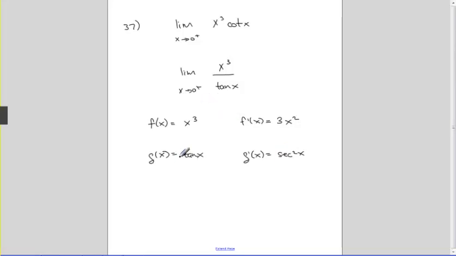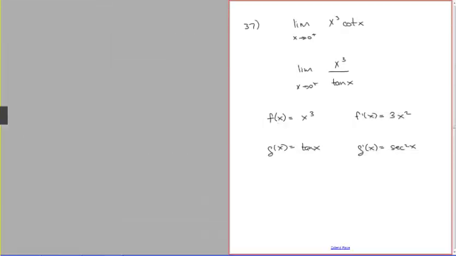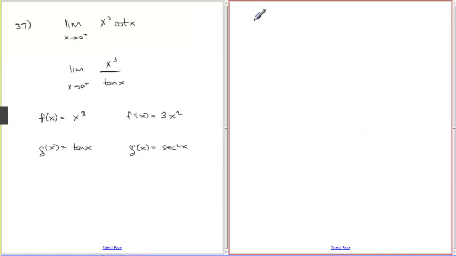Okay, so now we create our new limit. Let's go ahead and just add another page here. So our original limit becomes the limit as x approaches 0 from the positive side of 3x squared divided by the secant squared of x. And if we let x equal 0 in the numerator, we get 0.